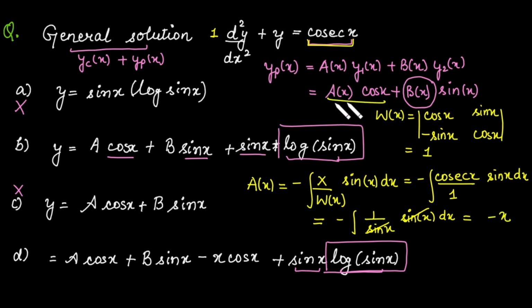So here we are getting the term minus x cos of x. That is only present in option D. Hence, option D is correct and B is incorrect. There is no need to calculate b of x in this case because the b of x term is the same in both.